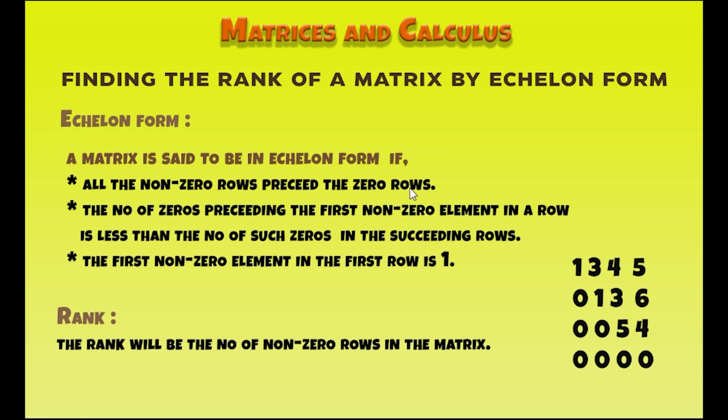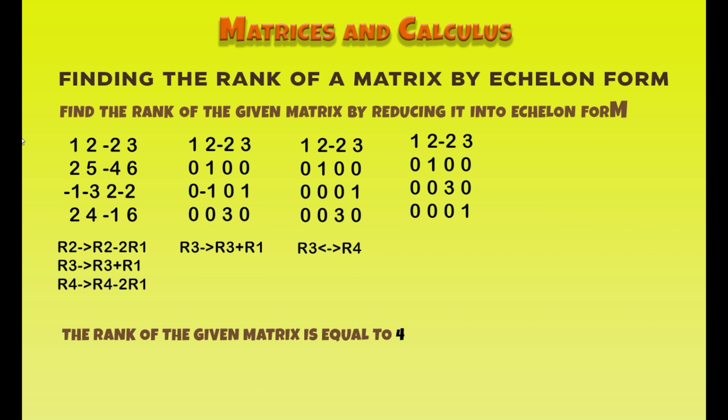Now what is the rank? The rank is equal to the number of non-zero rows. So here we have non-zero numbers: 1, 3, 1. All 4 rows have non-zero numbers, so the rank will be equal to 4. So here the rank of the matrix is equal to 4. The rank of the given matrix A is equal to 4.